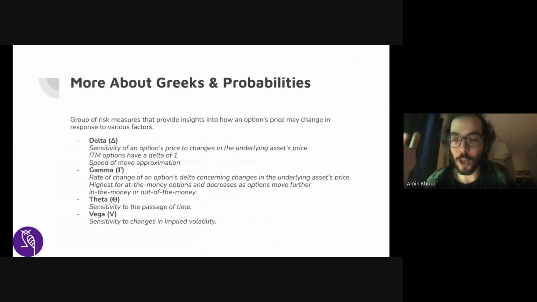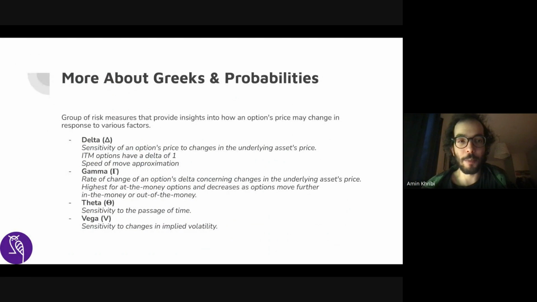The last one is Vega. Very important for us in earnings. We'll come back to this. This is really the sensitivity to implied volatility. Maybe let's take a second here to speak about implied volatility as a concept.